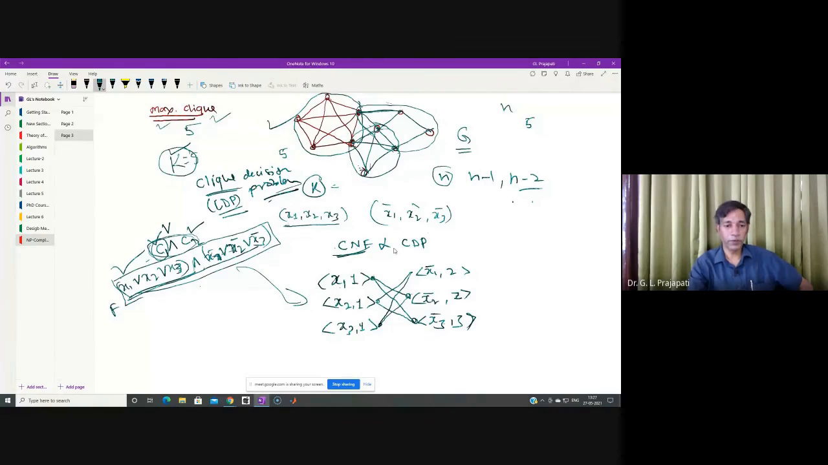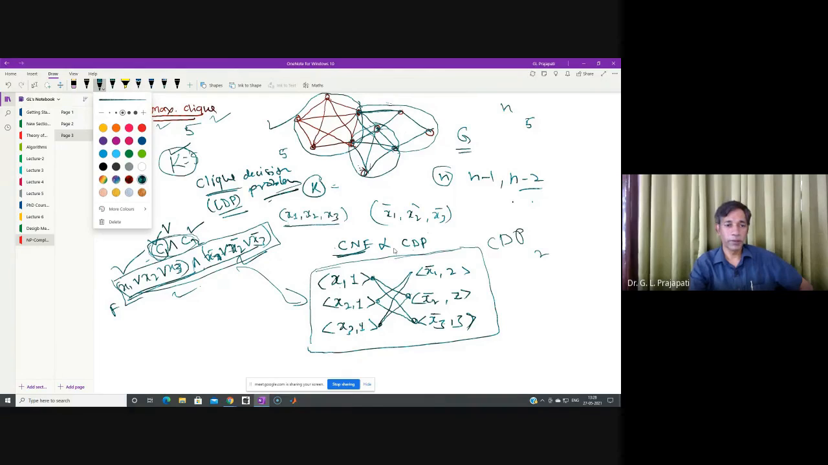Now how many clauses are there? There are two clauses. So for the CDP, now you can give this graph as the input to the CDP algorithm, and the CDP algorithm will determine the clique of size two, because you have two clauses. And you know that in this graph we have cliques of size 2. So this is one we have.